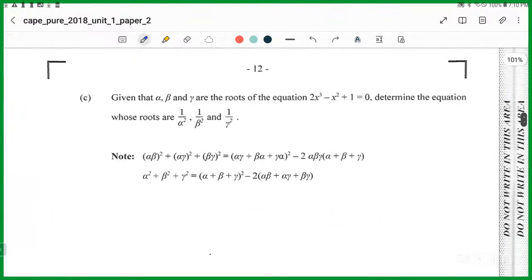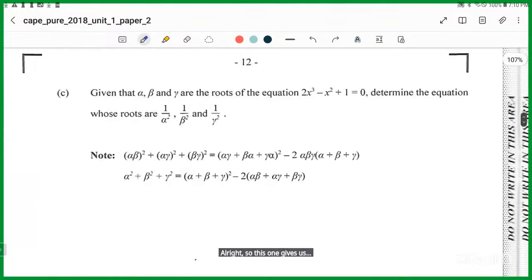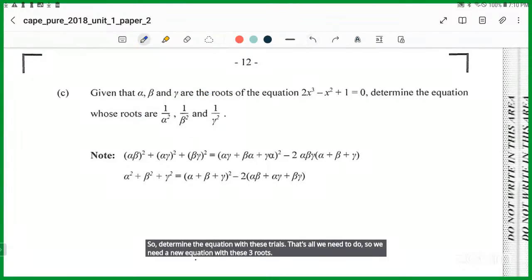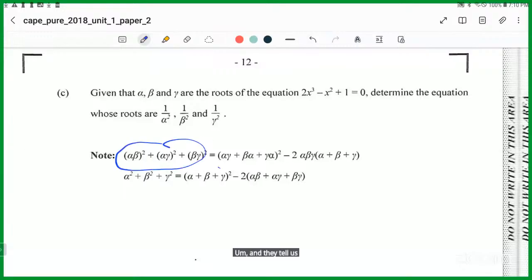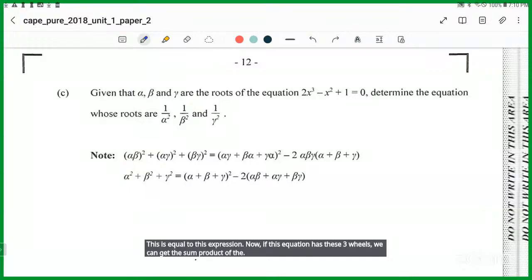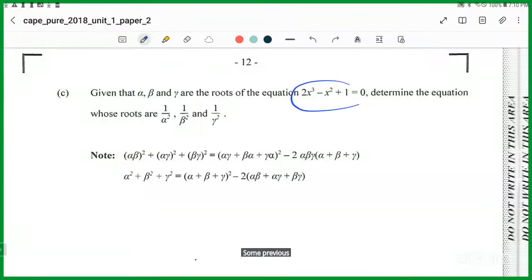Alright. So this one gives us this equation, and it has these three roots. Determine an equation with these three roots. That's all we need to do. So we need a new equation with these three roots. And they tell us that this is equal to this expression, and this is equal to this expression. Now, if this equation has these three roots, we can get the sum, the pairwise product, and the product of these three roots from this equation first, before forming the new equation.